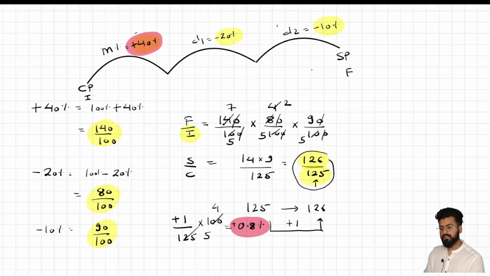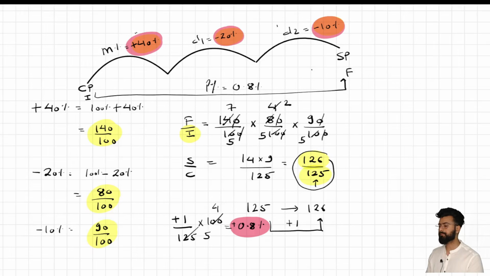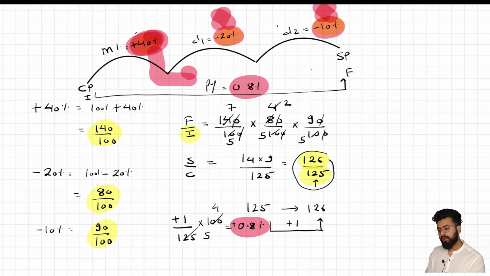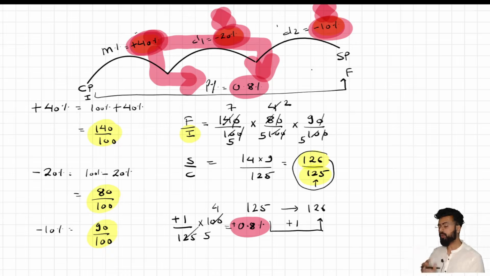Now what is this answer representing here? If the shopkeeper marked up his cost price by 40%, followed by two successive discounts of 20 and 10% respectively, he will only be able to earn a profit in terms of percentage of 0.8%. Try to understand. Had he not applied these two successive discounts, he would have earned a profit equivalent to the markup percent, 40%. His profit would have been 40% only. But since he had offered these two successive discounts, due to this, his profit is coming down from 40% to 0.8%. This is what I want you to realize.